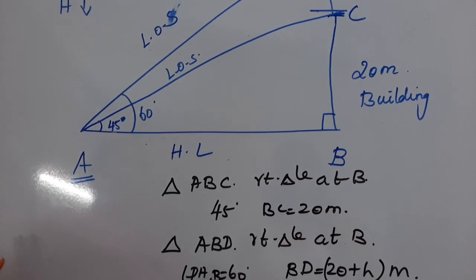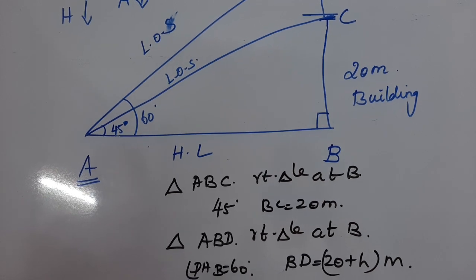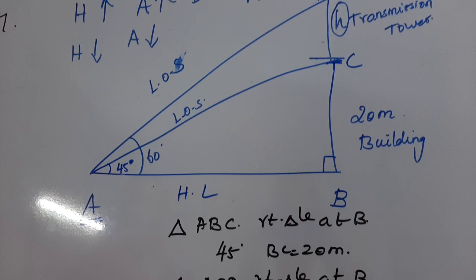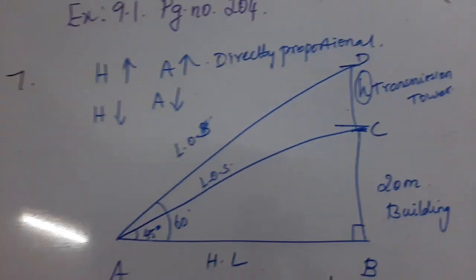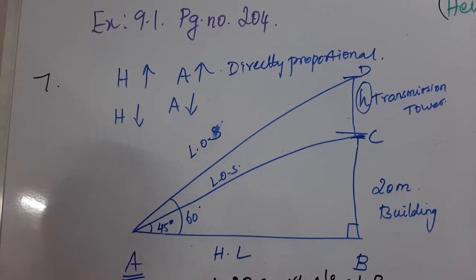In this sum, I want you people to write the description. What is BC, what is CD, and what is total BD, what do we want to find, everything. What do we want to find in this particular sum? We need to calculate the height of the transmission tower. Let me solve the sum.